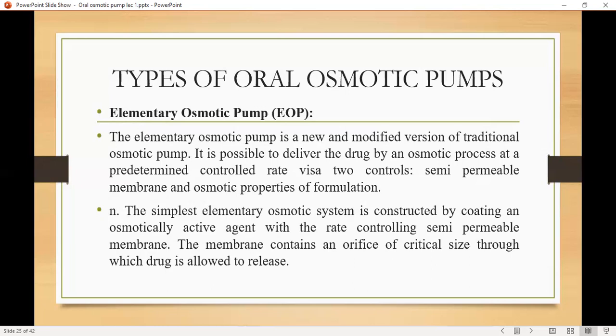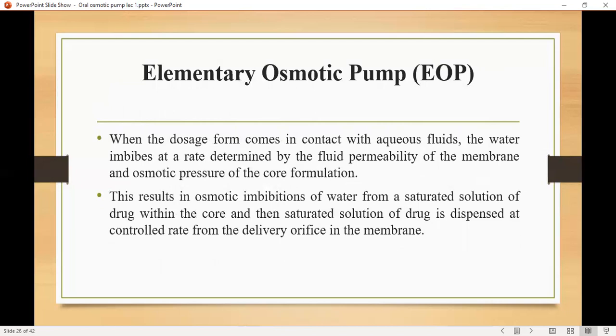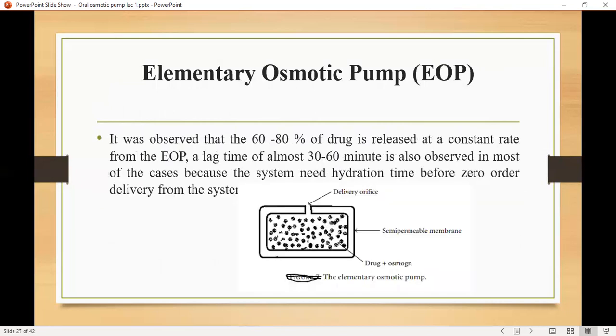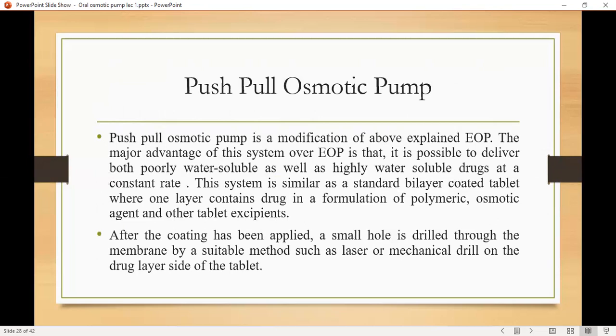Students, we discussed in our previous lecture what an elementary osmotic pump is, and now we are going to start with the second type of pump, which is called the push-pull osmotic pump. So let me summarize the lecture.